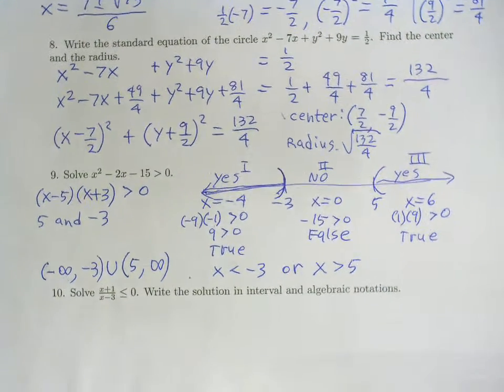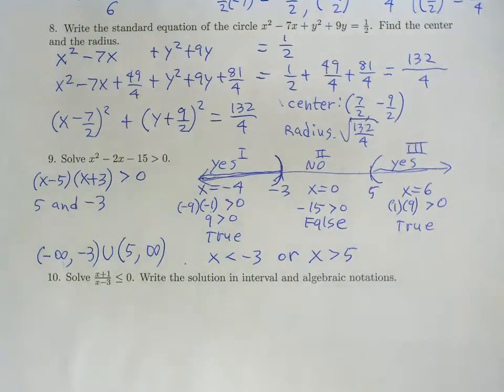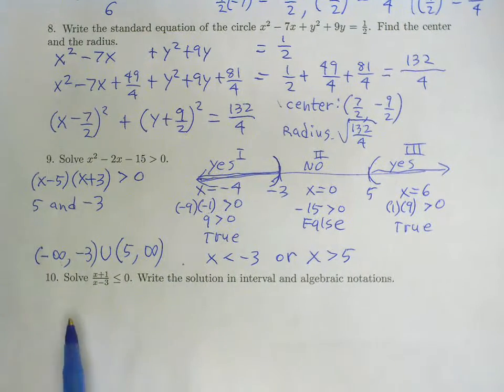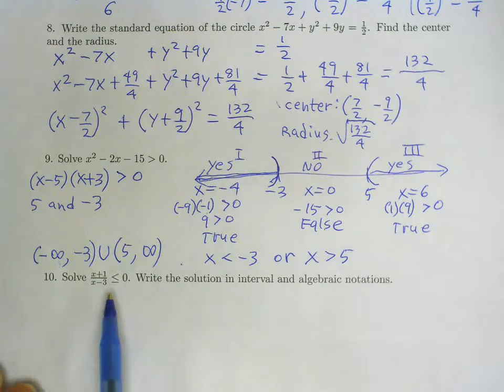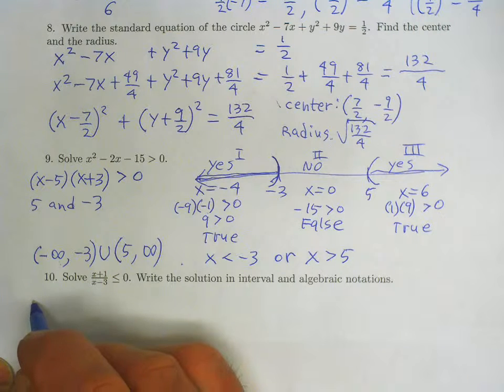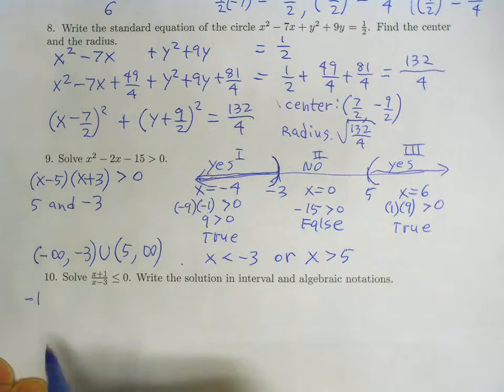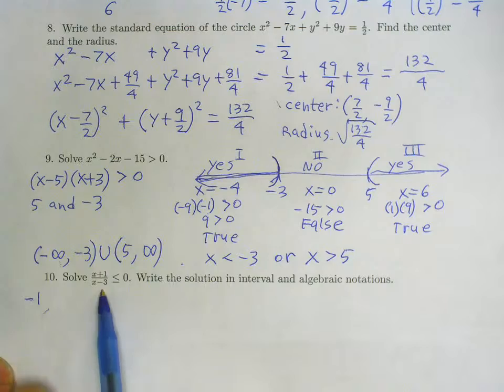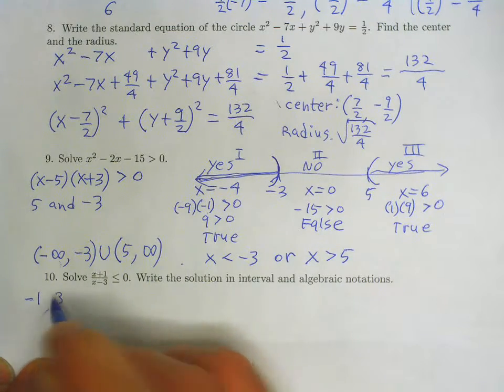Okay, the next problem, number 10. Another inequality. This one is a rational inequality, and the right-hand side is 0. That's what we want. And the endpoint that comes from the numerator is -1, and the endpoint that comes from the denominator is +3.